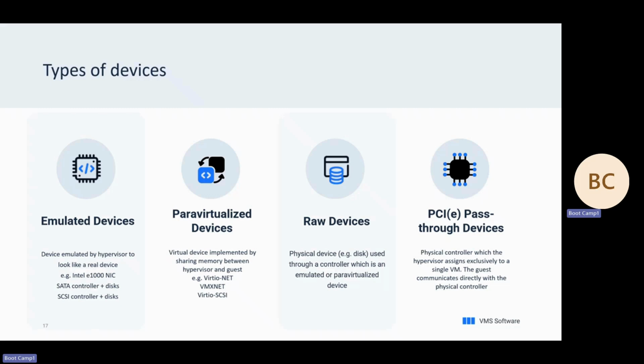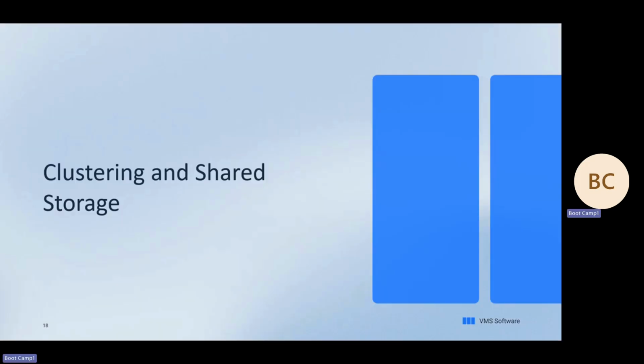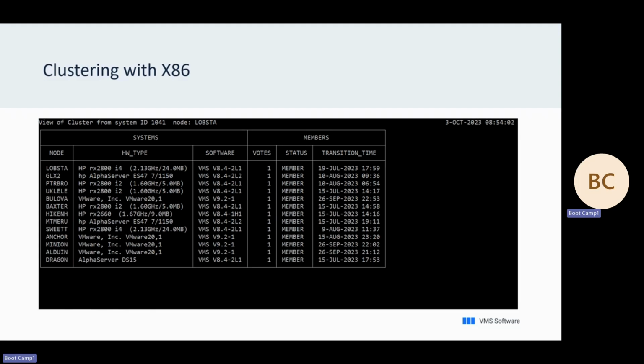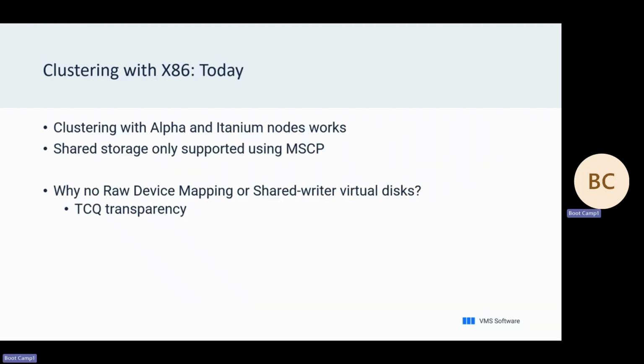Now we get to clustering and shared storage. Any questions so far? Okay. Clustering and shared storage. This is an image I took a while ago, and I see that I've only got 9 minutes left, so I'm going to speed up a little. It just shows you that clustering x86 with Alpha and Itanium works. However, for shared storage, we're currently only supporting MSCP.